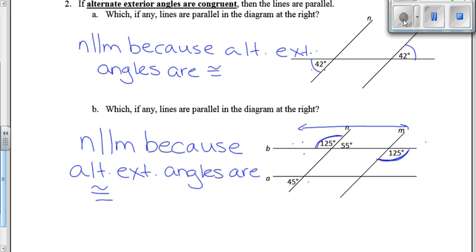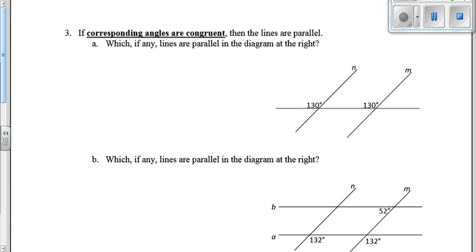All right, let's go ahead and flip the page. Okay, let's talk about our corresponding angles.